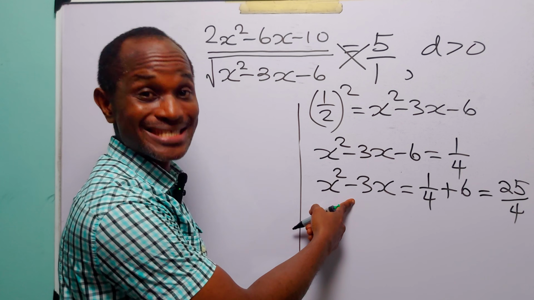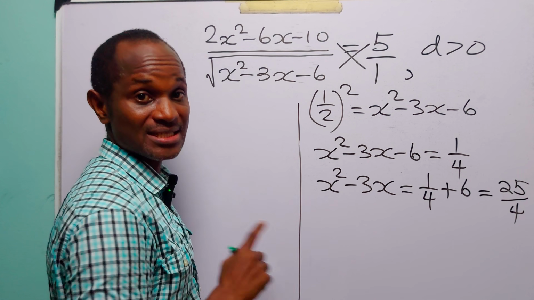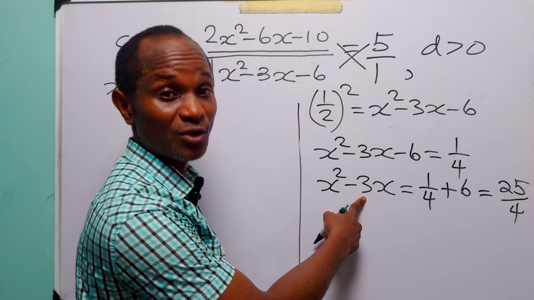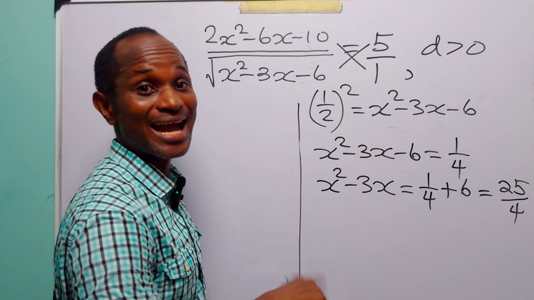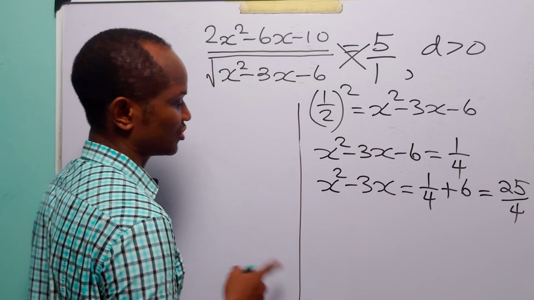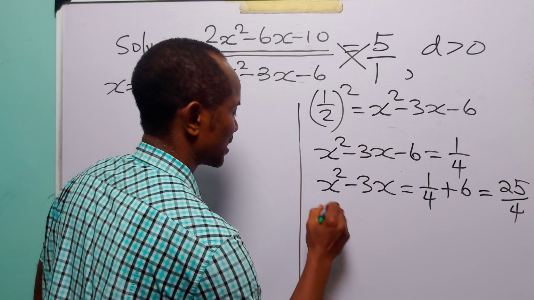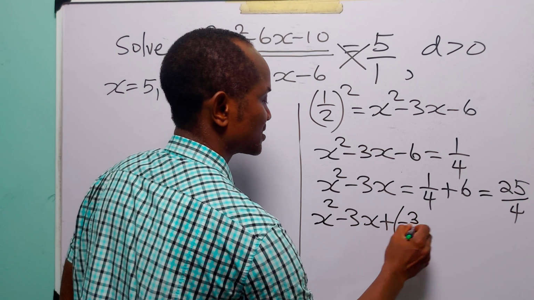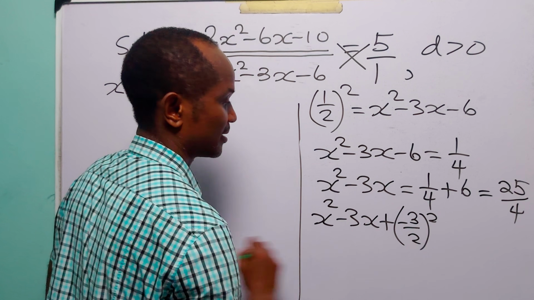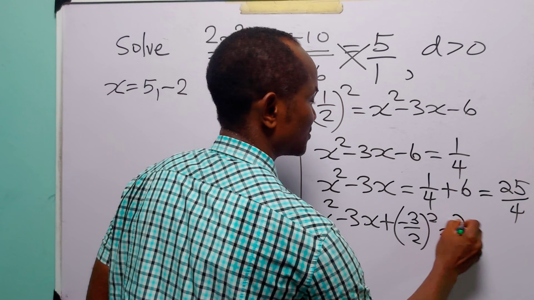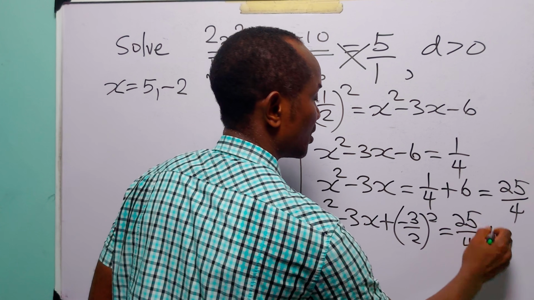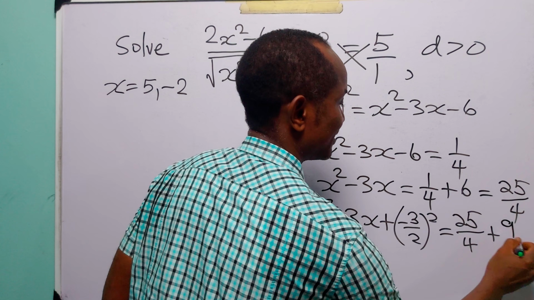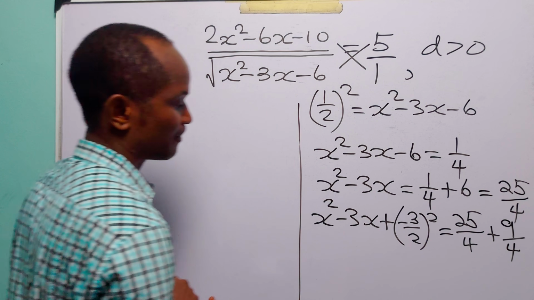Now, to complete the square on the left-hand side, what we are going to do is divide minus 3, that is the coefficient of x, by 2, square it and add to both sides of the equation. When we do that, we have x squared minus 3x plus minus 3 over 2 squared. And of course, this is equal to 25 over 4 plus minus 3 over 2 squared, which is 9 over 4.